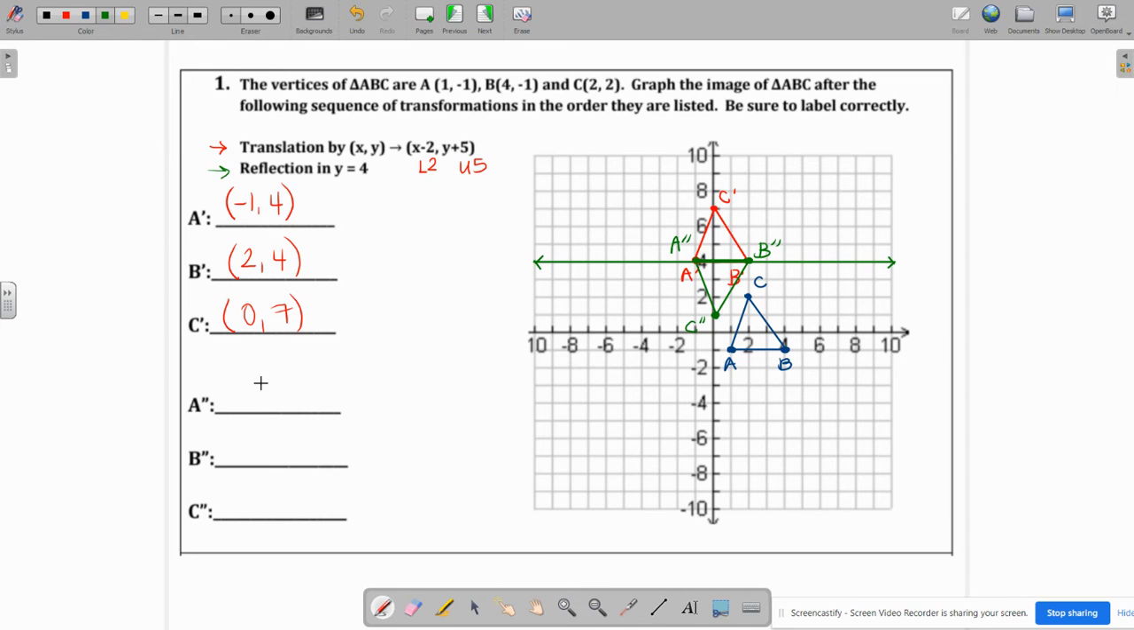Again, we can write down those coordinates. So we kept negative 1, 4 and 2, 4 for A double prime and B double prime. And then C double prime is at 0, 1.